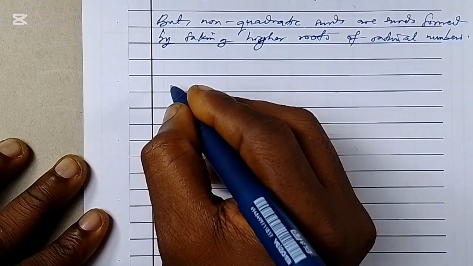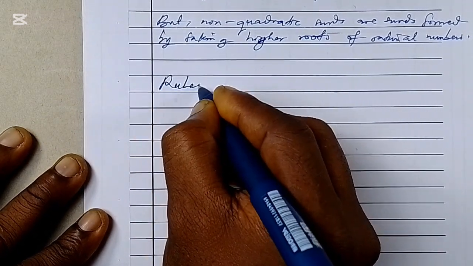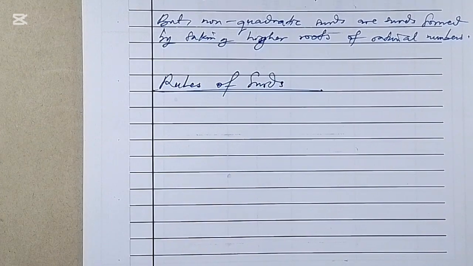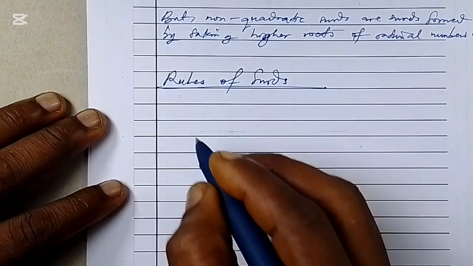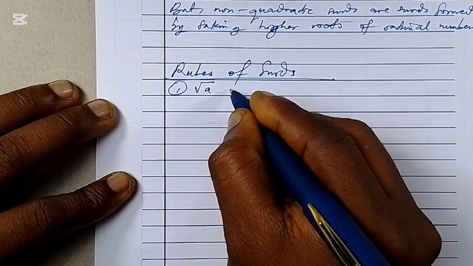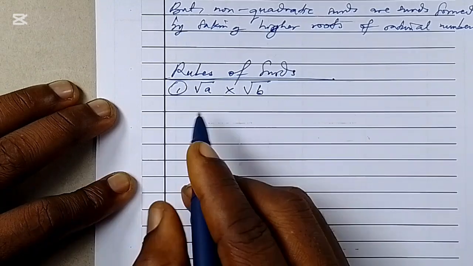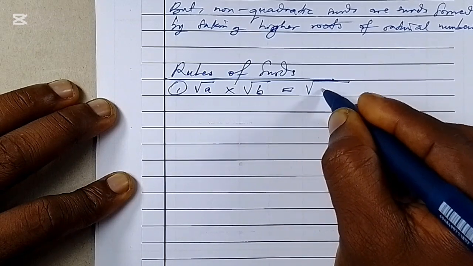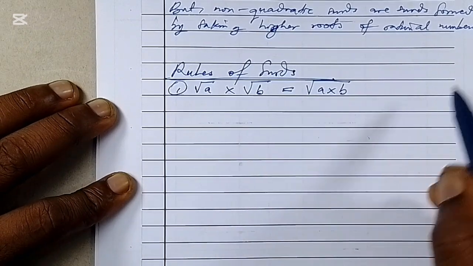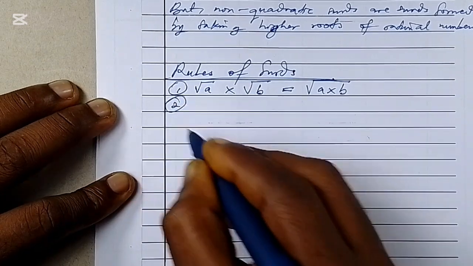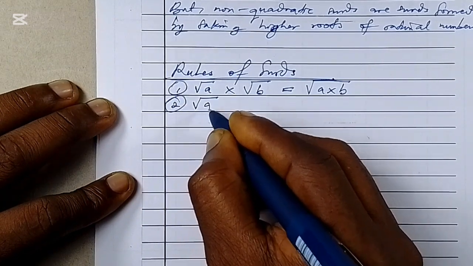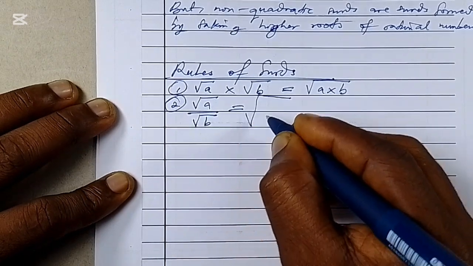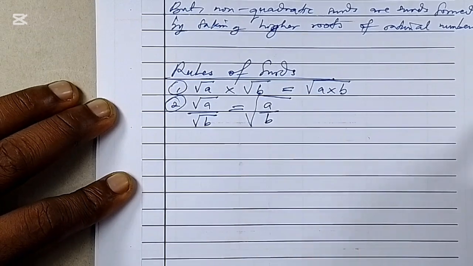Thank you very much. Now let's go to the next thing I want to say in this video. The next thing I want us to deal with under this lecture called surds is the rules of surds. What are the rules of surds? Number one rule says that if you multiply two quadratic surds, root A times root B, the result is the same as taking the root of their product, that is the square root of A times B. The second rule says that when you divide one quadratic surd by another quadratic surd, the result is the same as taking the root of their quotient.